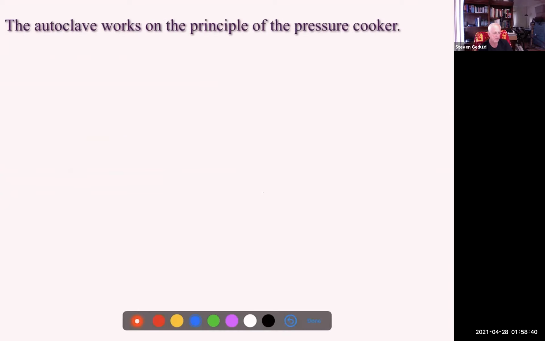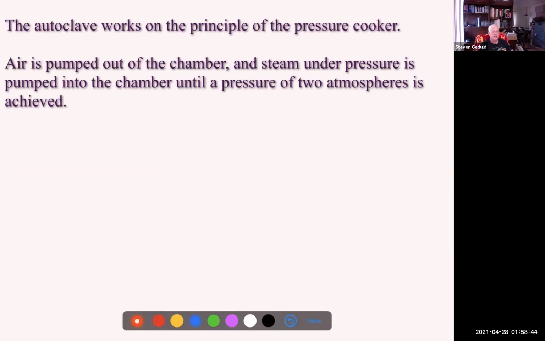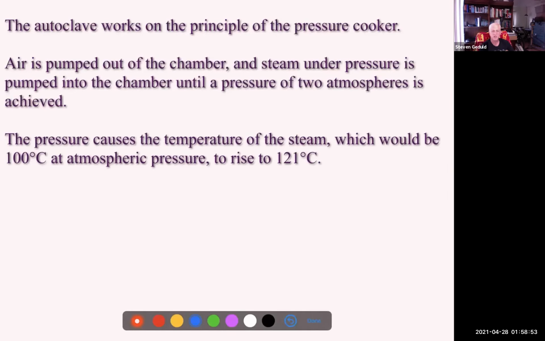An autoclave works on the principle of a pressure cooker. Air is pumped out of the chamber. Steam under pressure is pumped into the chamber until a pressure of 2 atmospheres is achieved. The pressure causes the temperature of the steam, which should be about 100 degrees centigrade at atmospheric pressure, to be 121 degrees centigrade at that increased pressure of 2 atmospheres.